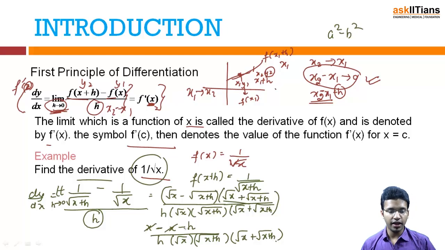So you will look at this like this will just become, h will get cancelled with this. Okay. So I'm writing it here. And I'm now putting h is equal to 0.